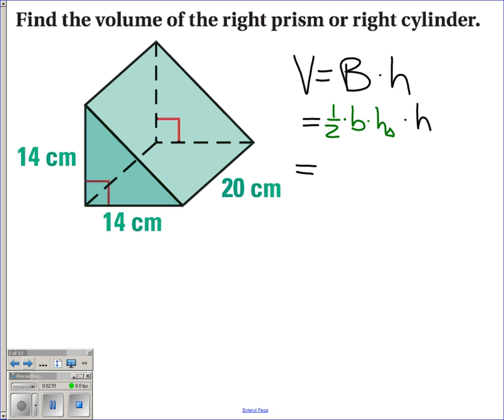It's an isosceles, right? So the base and the height are both 14. So 14, 14 times the height of the prism, which is 20. Well, now then, we get 14 times 14 times 1/2 times 20. Well, if you multiply 14 times 14, that's 196. And then multiplying 1/2 times 20, that's 10. So this would be 1,960. And the units would be centimeters, again, cubed, because we're talking about volume.